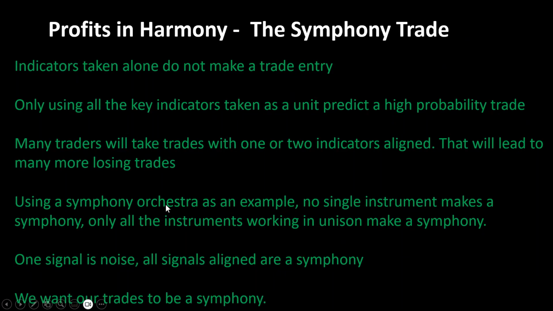This is going to lead to way more losing trades. So I'm using a symphony orchestra as an example, right? No single instrument makes a symphony. Only all the instruments working in unison make a symphony. This is what we're looking for. We're looking for all the indicators in unison. One signal is noise. All signals aligned are a symphony, right? We want our trades to be a symphony. We're looking to take a trade that I'm going to call a symphony trade. And it's basically just the indicators aligned, but I'm trying to use an analogy to get this to stick in your mind as a way to know that you've got to be looking at a lot of different indicators.